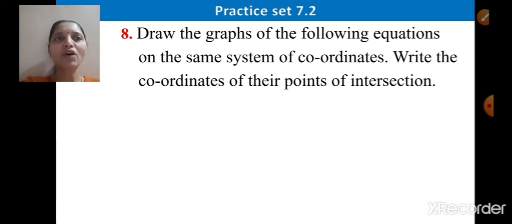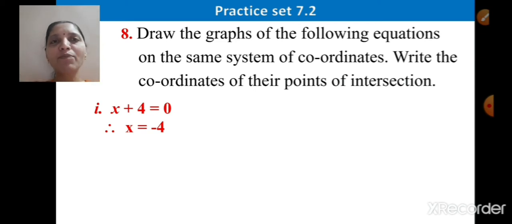Draw the graphs of the following equations on the same system of coordinates. Write the coordinates of those points of intersection. Now here you have to draw the lines with the equations. First one, x plus 4 is equal to 0. Now this equation is given to you. First you will simplify it. You will write it in the form of x is equal to a. So here you will get x is equal to minus 4.